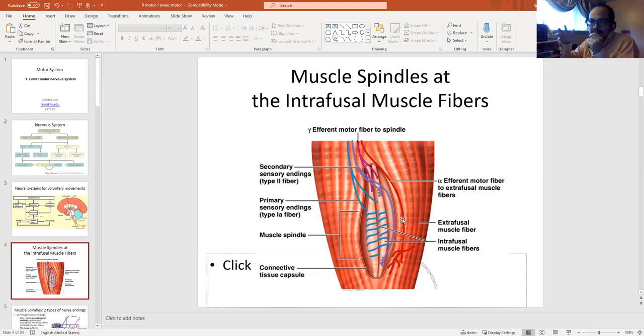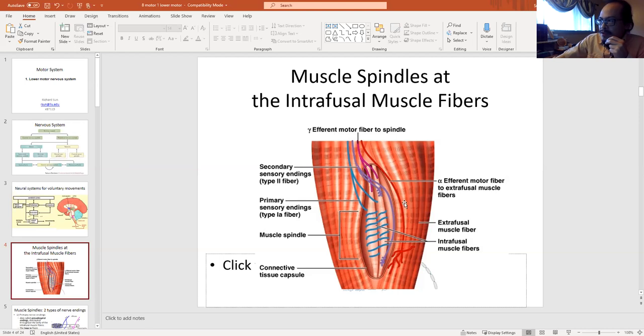In addition to that, even though that's the majority of the muscle, and that's the muscle that conducts the force of the movement, we also have a very small but very important portion in the center, in the belly of this muscle organ. This is called the intrafusal muscle fiber. This intrafusal muscle fiber is different. It is wrapped around by the muscle spindle, and that provides the basis for the muscle sensory.